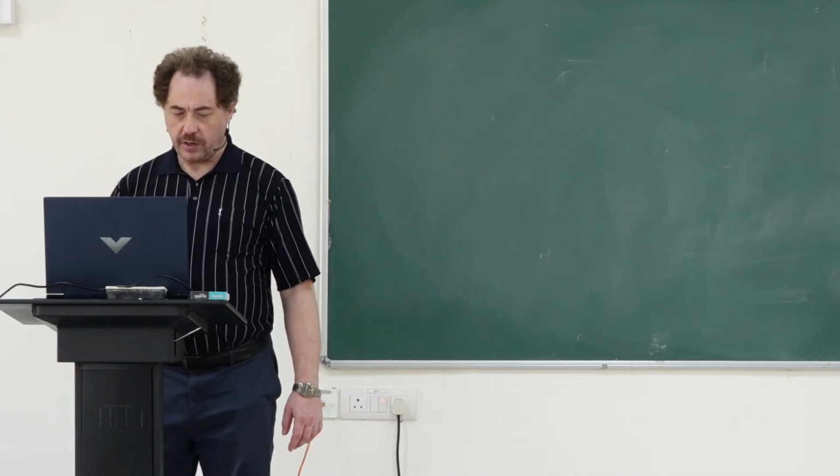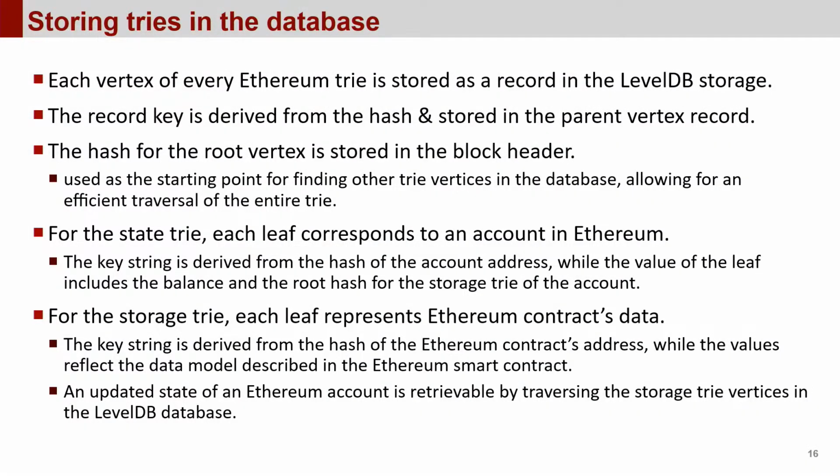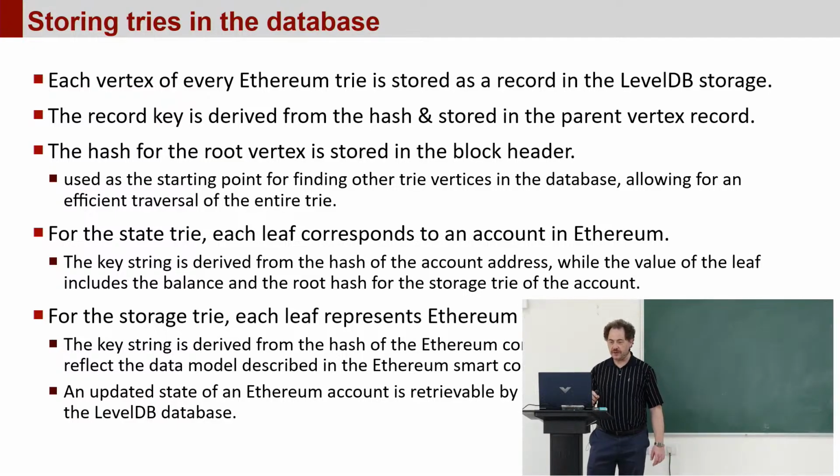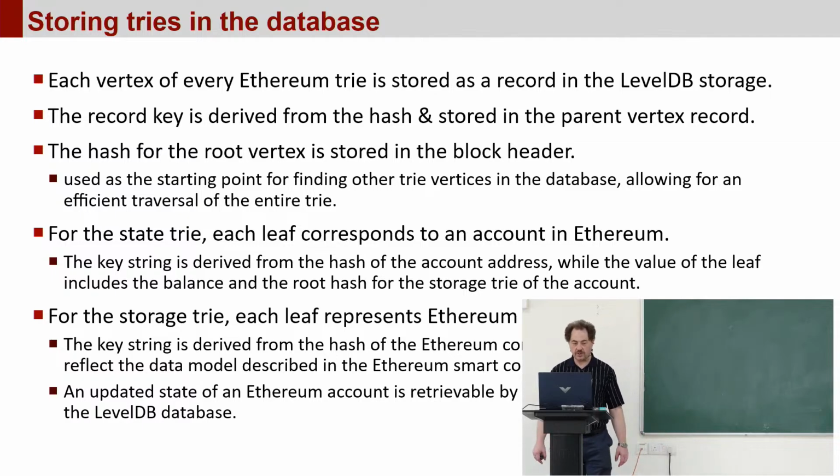For the storage tree, which is the tree for representing the data of one particular account, each leaf represents Ethereum data for a given account or a given contract. And the key string is derived again by the hash of the contract address, while the values reflect the data model described in the Ethereum contract. And an updated state of an Ethereum account is retrievable by traversing the storage tree vertices in the LevelDB database. So let's take a look at the visual representation.